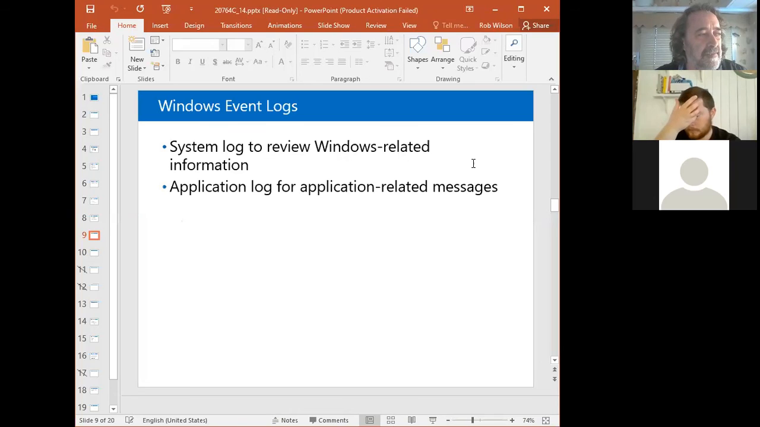In Windows Event Viewer, you can jump into the system log to look at Windows-related items. And like I said, there's the application log. SQL Server is an app, so you can look in there to see if there's any application-level information that gives you a hint.